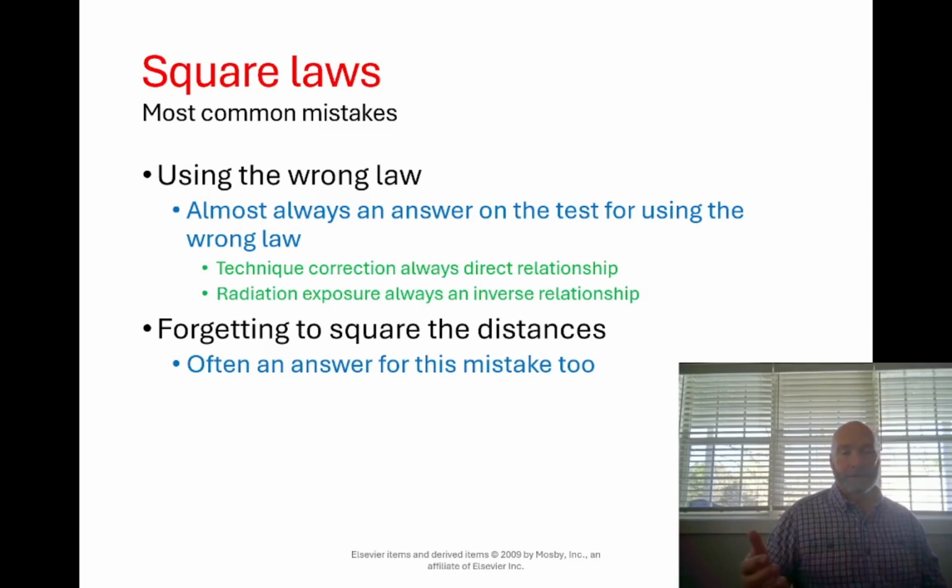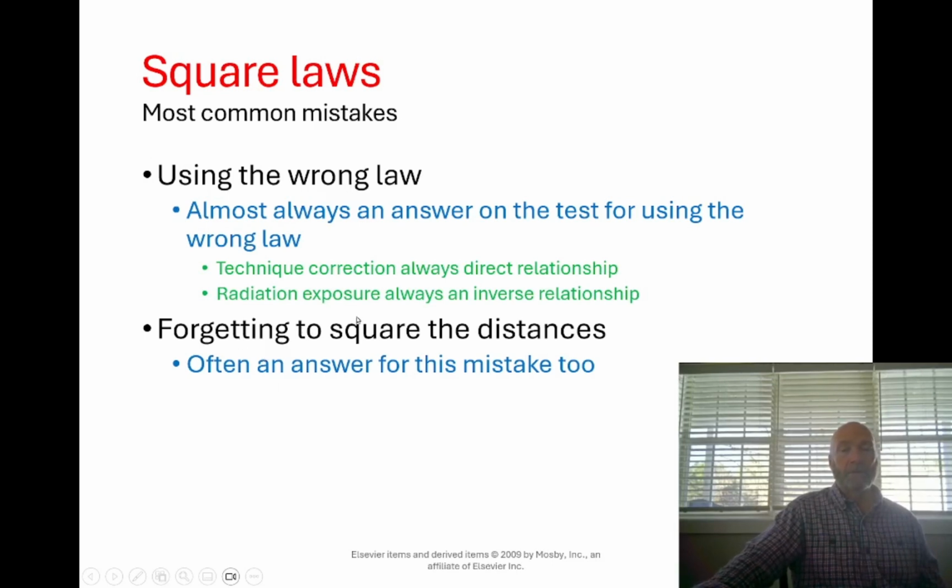Again, radiation exposure, mR, dose, things like that are going to be an indication that you're using the inverse square law. And mass and image receptor exposure are going to be your direct square law. Technique correction, always the direct square law. So the other thing is forgetting to square the distances. So what you're going to see, in a lot of cases, are answers on the test that will catch you on one of these two.